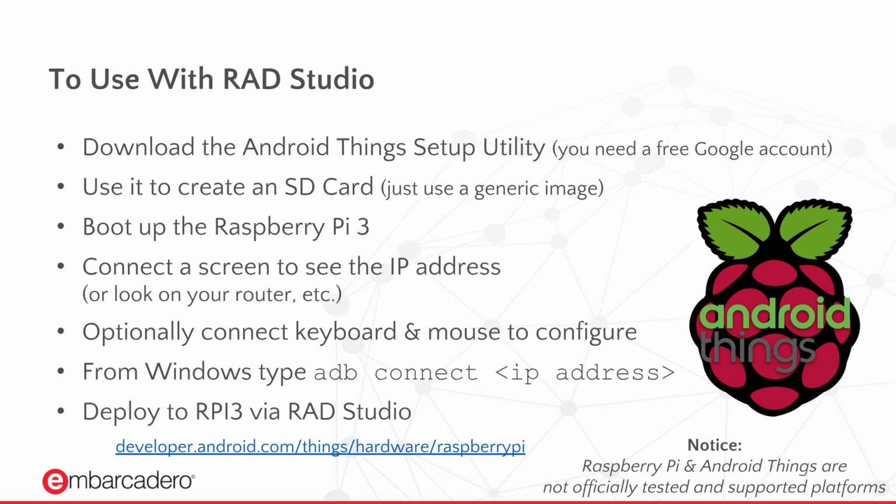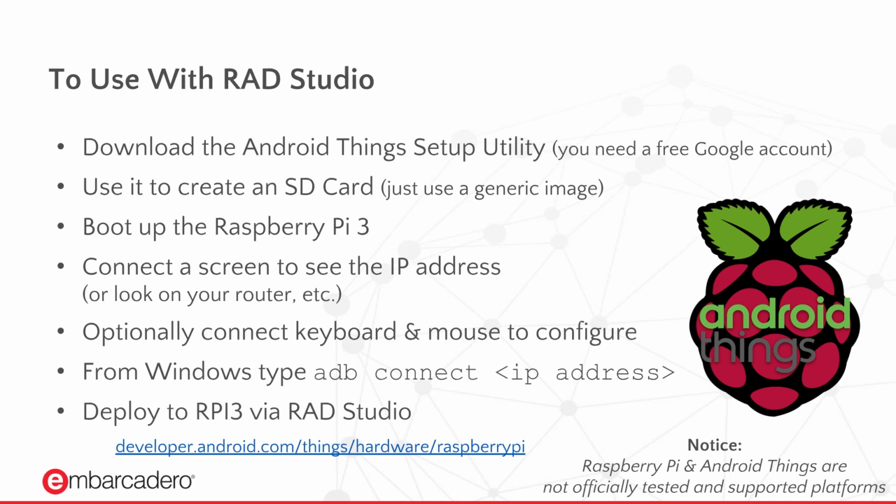And then use that SD card, boot up the Raspberry Pi 3, and the easiest thing to do is connect a screen with an HDMI cable and see what the IP address is. It's going to pop up and display the IP address, and that's what you need to connect to it. If you don't have a screen to connect to it, you can look at your router or some other way to find out what its IP address is. And then once you have the IP address, you're going to go into Windows Command Prompt and type ADB connect, and then the IP address.